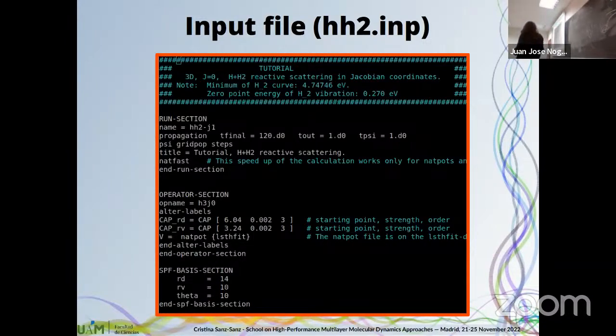We say that we are going to do a propagation because we are using this evolution operator. And we say that we are going to run it for 120 femtoseconds, quite fast, and that we are going to write into our wave function every 1 femtosecond.